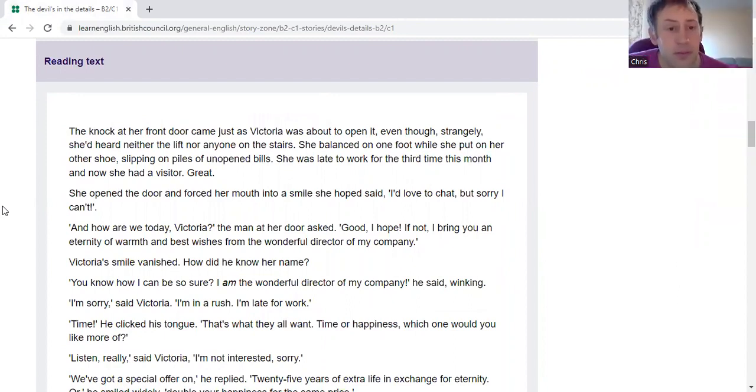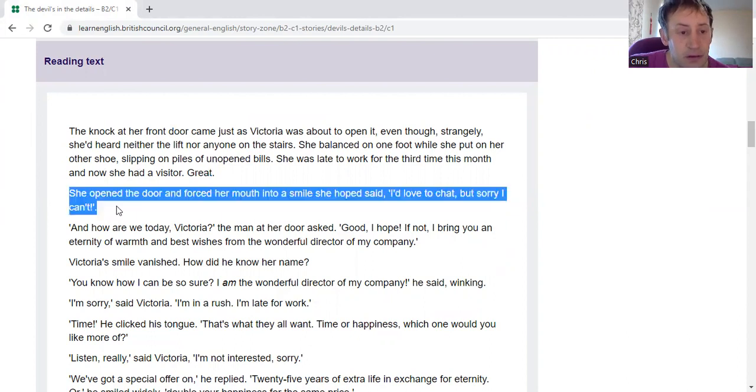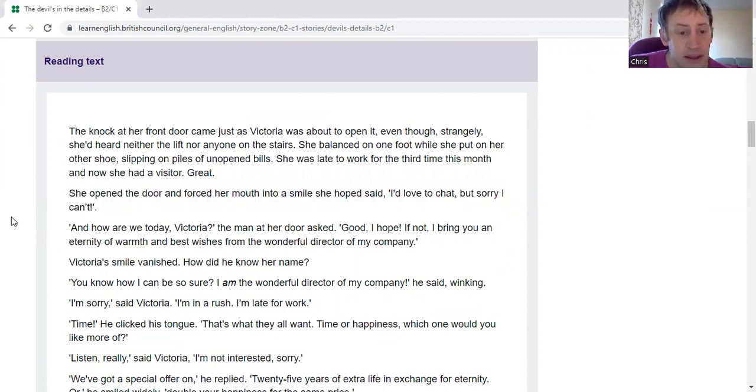The knock at her front door came just as Victoria was about to open it, even though, strangely, she'd heard neither the lift nor anyone on the stairs. She balanced on one foot while she put on her other shoe, slipping on piles of unopened bills. She was late to work for the third time this month, and now she had a visitor. Great. She opened the door and forced her mouth into a smile she hoped said, "I'd love to chat, but sorry, I can't."